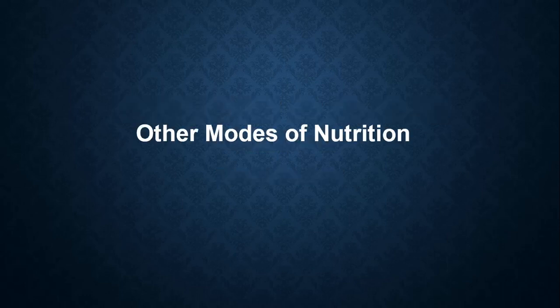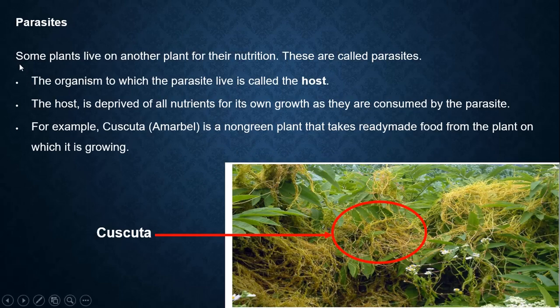Other modes of nutrition. First, parasite. Some plants live on another plant for nutrients. These are called parasites. The parasite lives on the other plant, which is known as the host. And the host is deprived of all the nutrients as they are consumed by the parasite. For example, Cuscuta, it is non-green in color and it takes all the food from the plant on which it is growing.